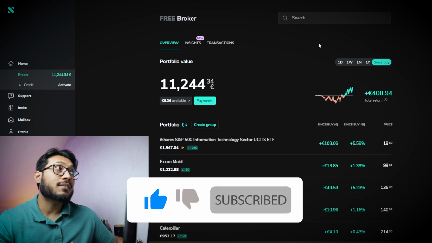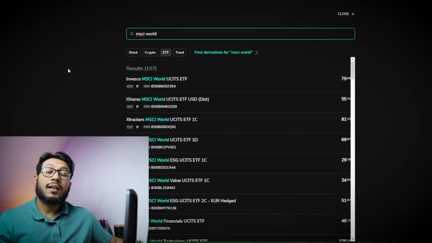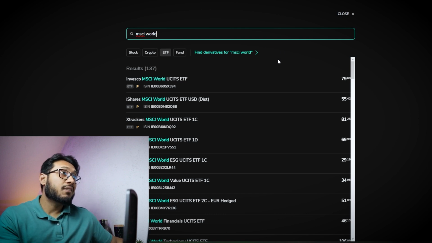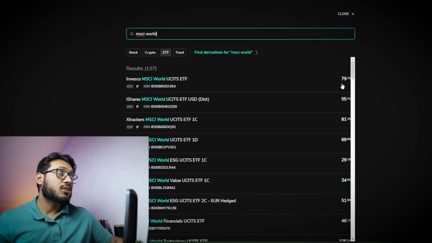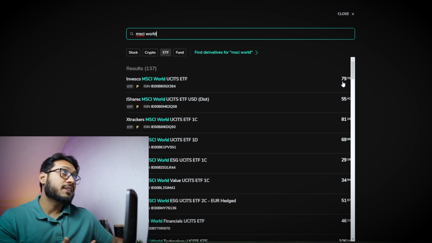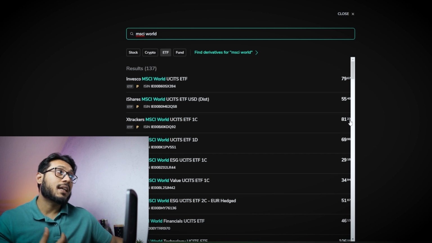To search for ETFs, simply go in the search section and let's search for the MSCI World ETF. When I search the MSCI World, we get 137 results. Now each of them is different from the other. For example, the first ETF that we have is from Invesco. The second one we have is from iShares, then Xtrackers. These are different companies that provide ETFs. On the right hand side, you can also see the difference in their prices. The first one is 79.7 euros, the second one is 55.4, and the third one is 81.23.